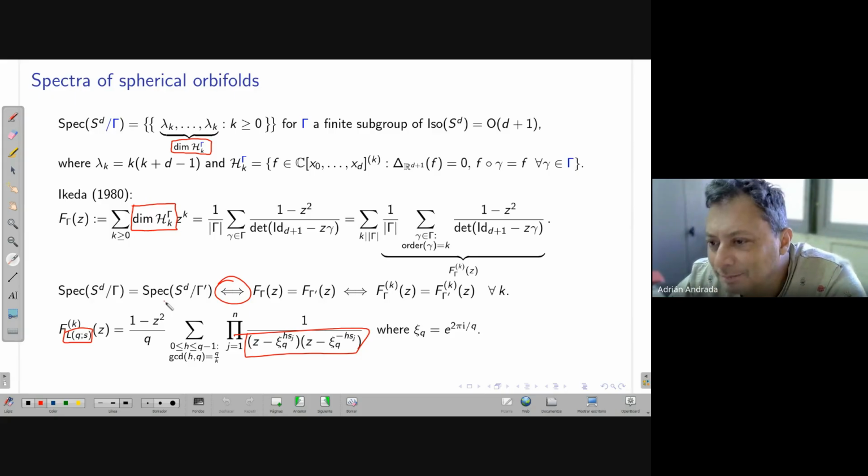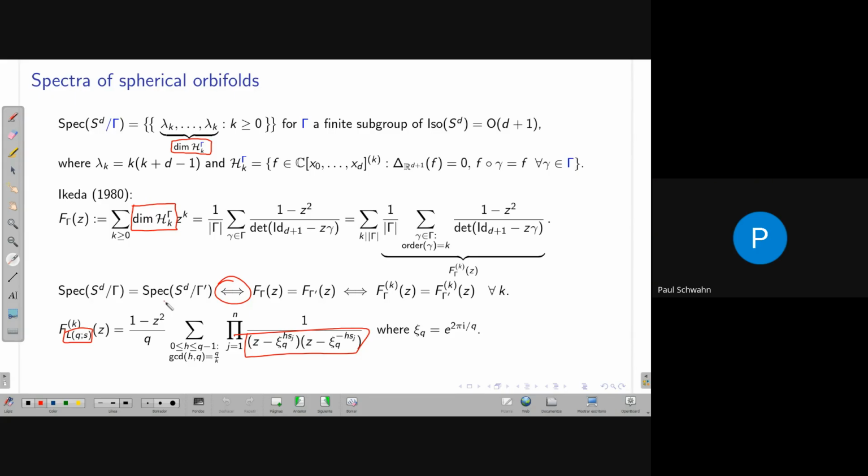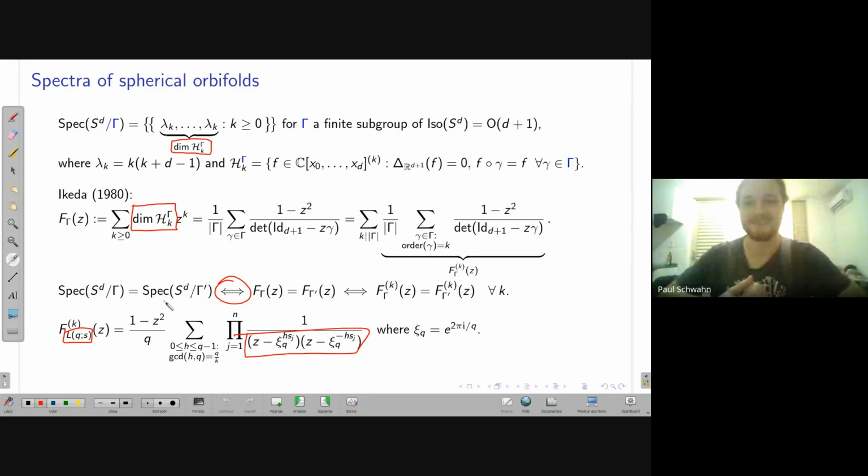Paul Schwan. Yes. Hi. Hi, Paul. Hi, Emilio. Very interesting stuff. I was going to ask, it seems like the spectrum of these spherical manifolds or orbifolds are reasonably well understood. Do you know, or do you think if this machinery could also be applied to hyperbolic orbifolds, or do things break that completely? Can we access their spectrum somehow?